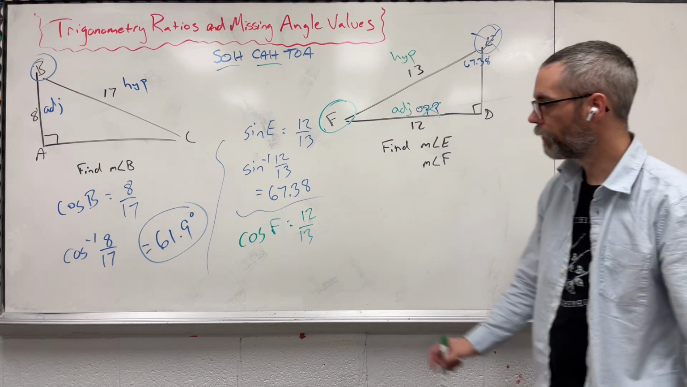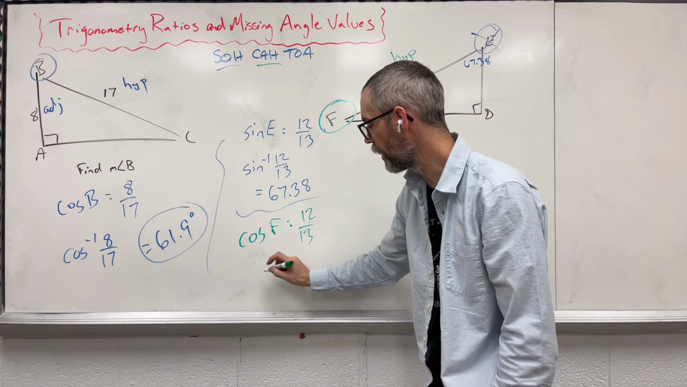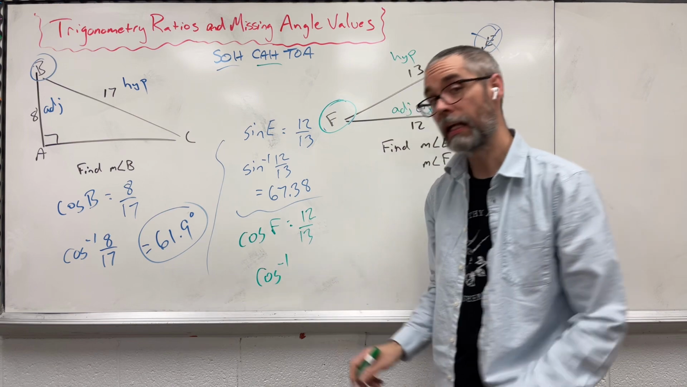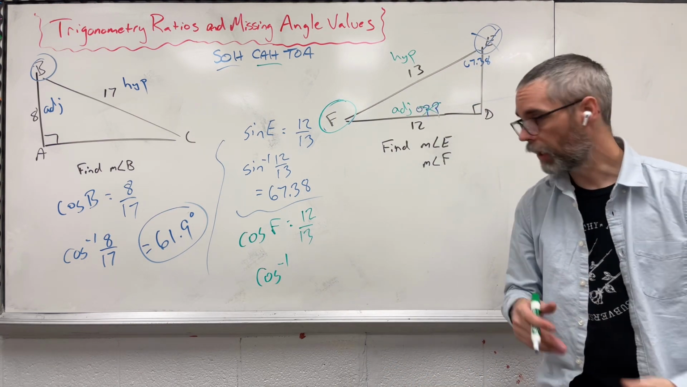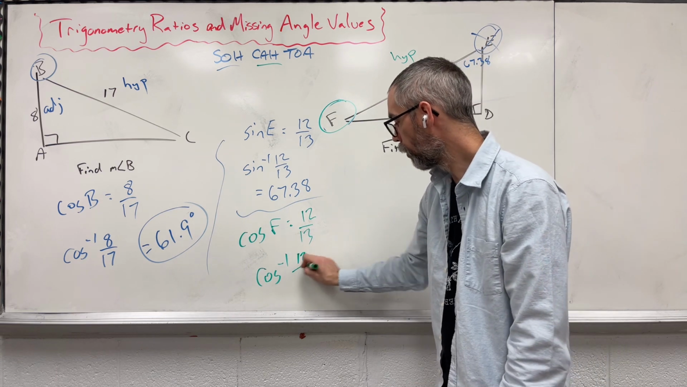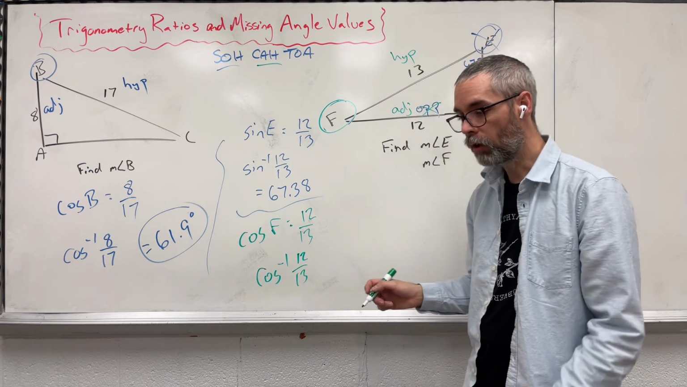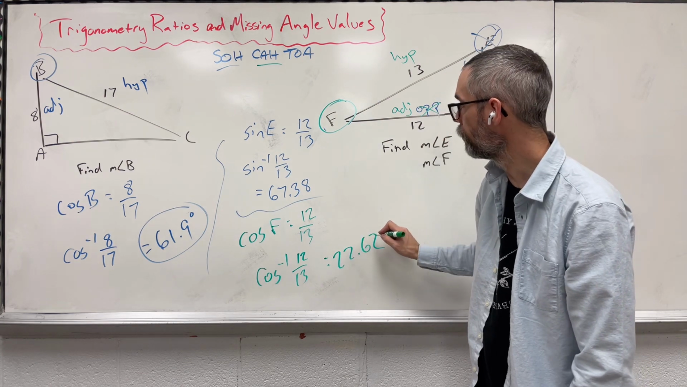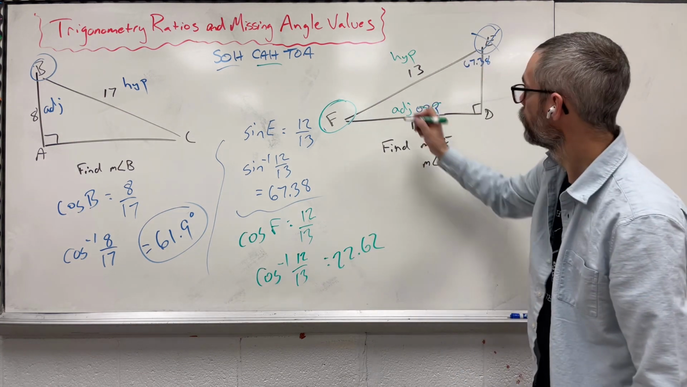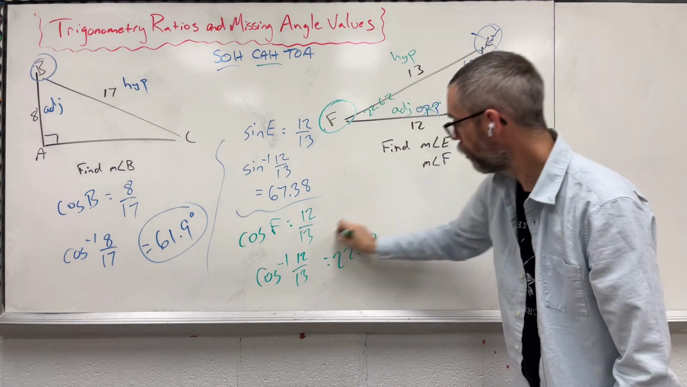Now, punch all this stuff in. Because we're looking for an angle, we're going to say cosine -1. We might have to scroll through that calculator to find it. It might be on the second button or so on. 12 over 13. When we plug all that in, we end up getting 22.62. Okay, so 22.62.